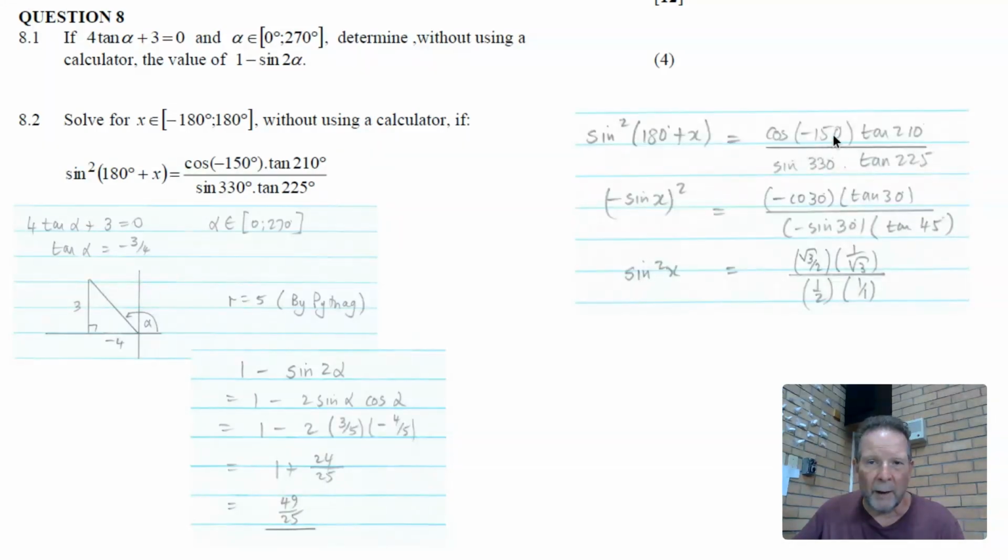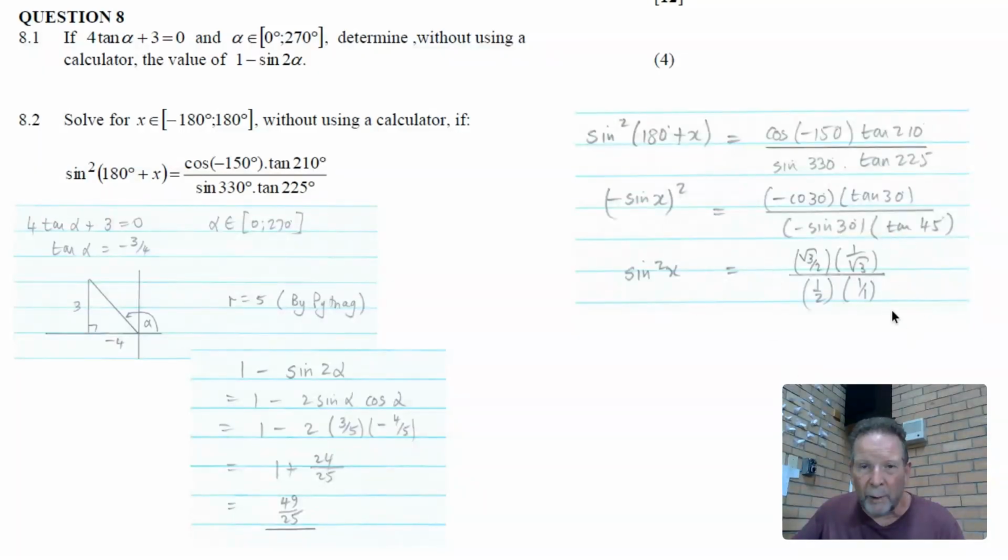The cosine of minus 150 is really the negative of the cosine of 30 because it's the second quadrant. The tangent of 210 is the tangent of 30. That's in the third quadrant. That's positive. That's why it's positive. The sine of 330 is just the negative of the sine of 30 because it's the fourth quadrant. And the tangent of 225 is the same as the tangent of 45 in the third quadrant.